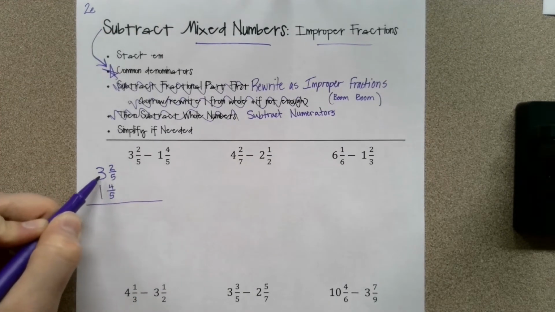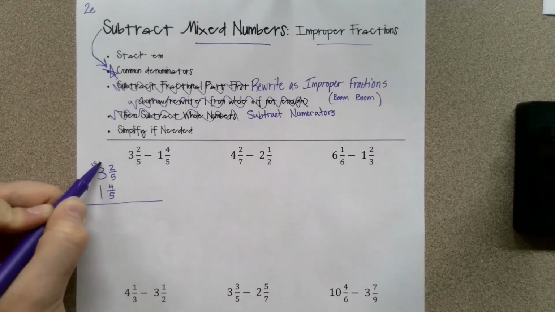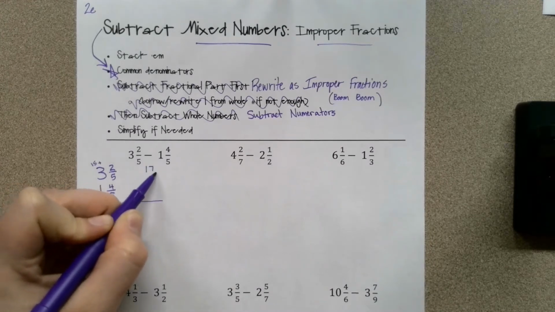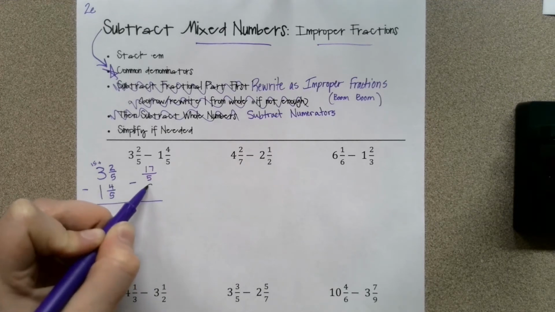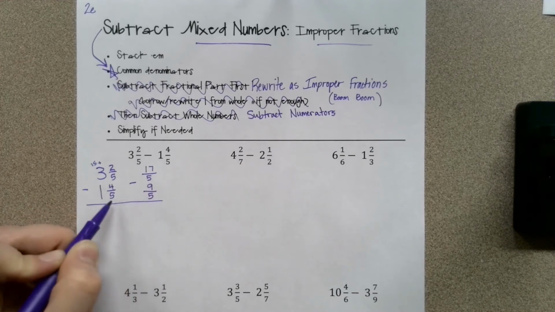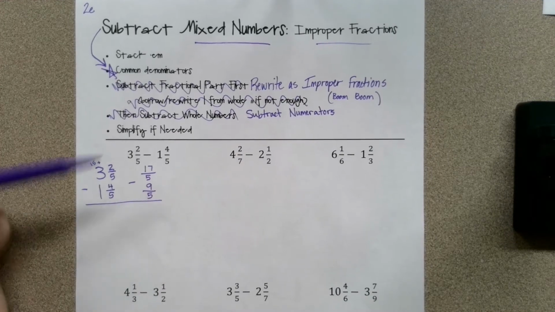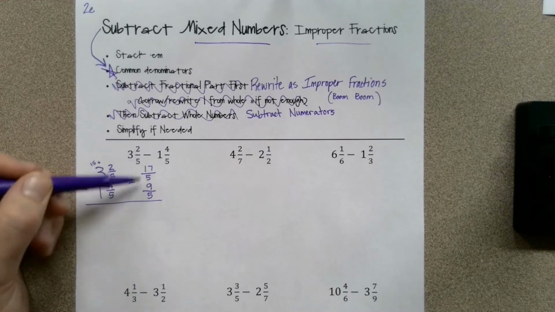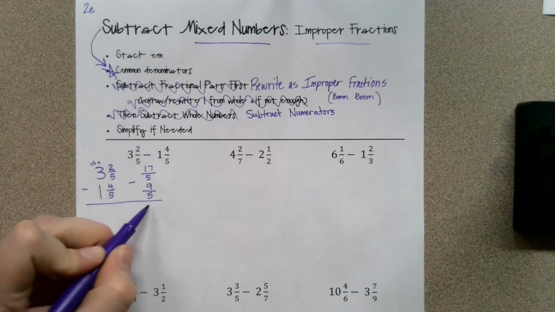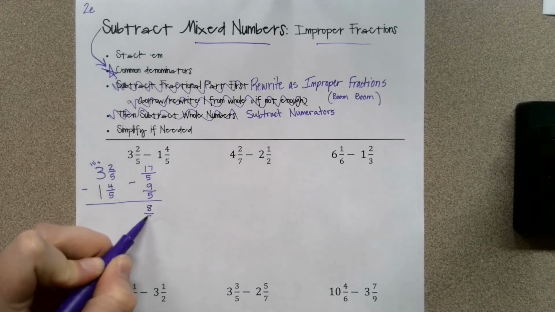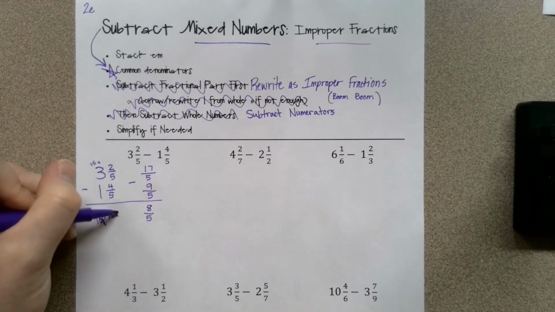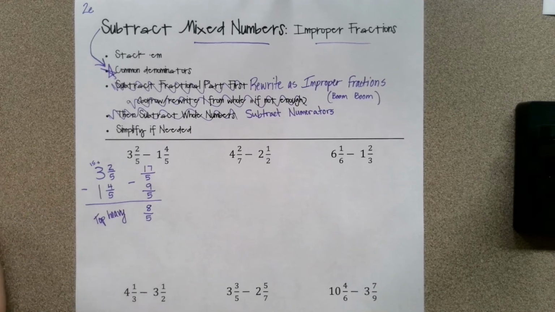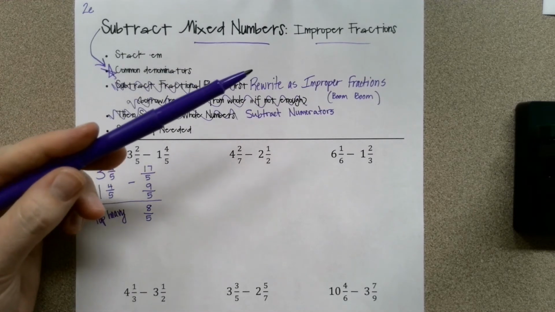Bottom times the side gives us 15, plus 2 is 17, so this is 17/5, minus bottom times the side is 5, plus 4 is 9, 9/5. Notice how the denominators always stayed the same. Now we can subtract 17 minus 9, which is 8/5, and you'll notice right now that it is top heavy. That is very, very common when we are using the strategy of improper fractions.